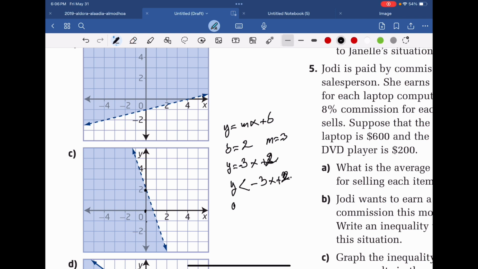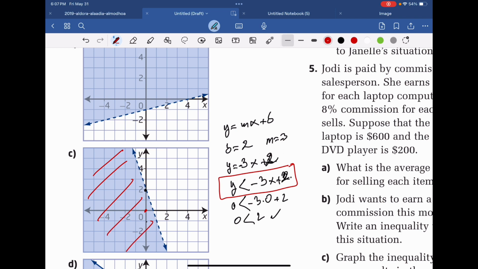If it's not, we will take the other side. So 0 is less than minus 3 times 0 plus 2. 0 is less than 2, which is correct. That means my guess was good. And I can see my 0, 0 is in the dashed section. So my final equation will be this. Good.